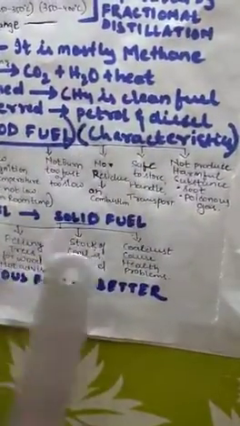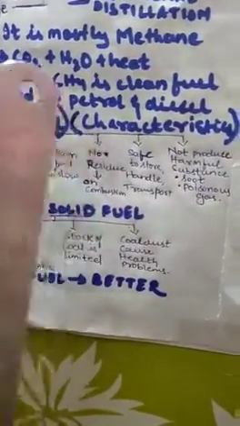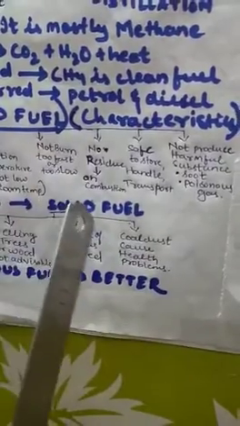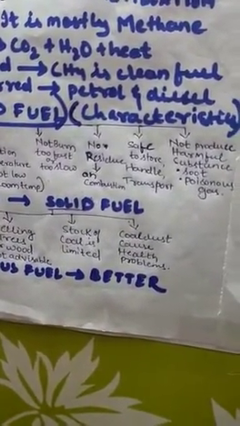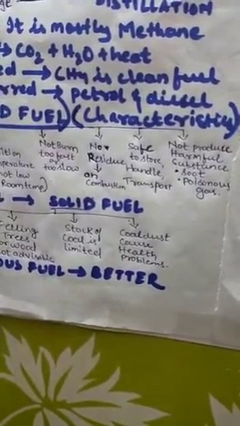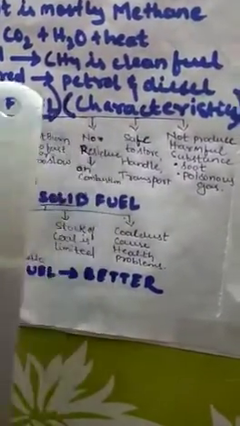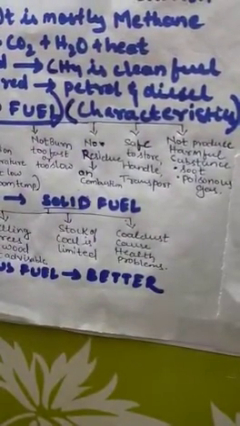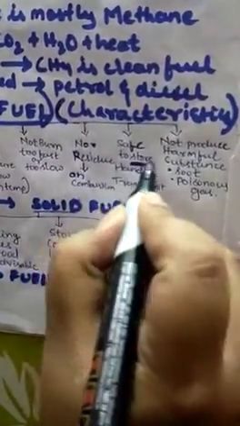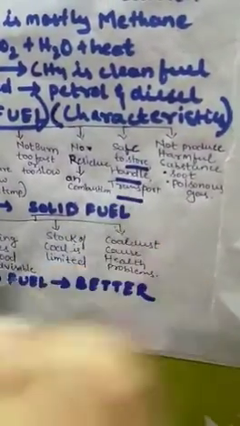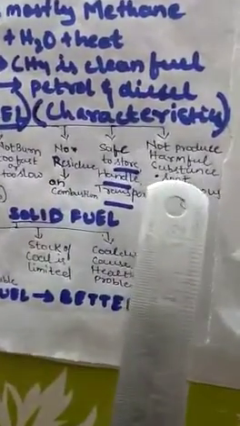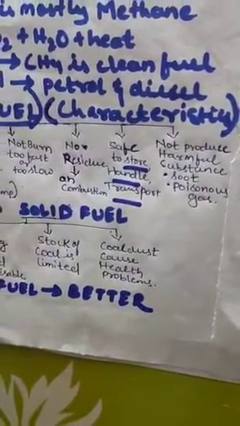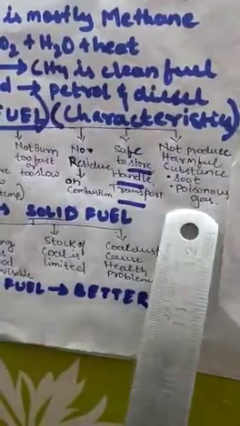Next, no residue. Students, we undergo the process of combustion to produce heat from fuels, so there should be no residue formed. Next, it should be safe to store, handle and transport. Very important. We can store it properly, handle it properly, and transport it properly. And the last one, it should not produce harmful substances like soot or poisonous gas.